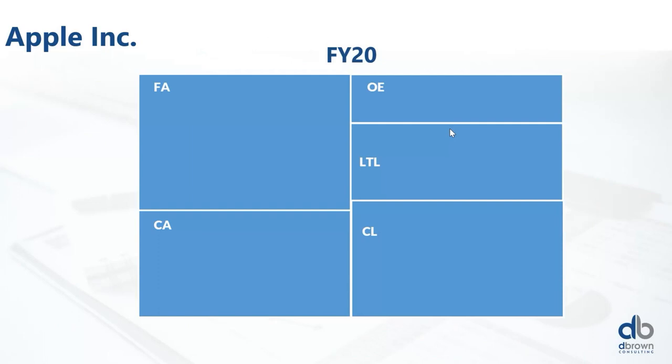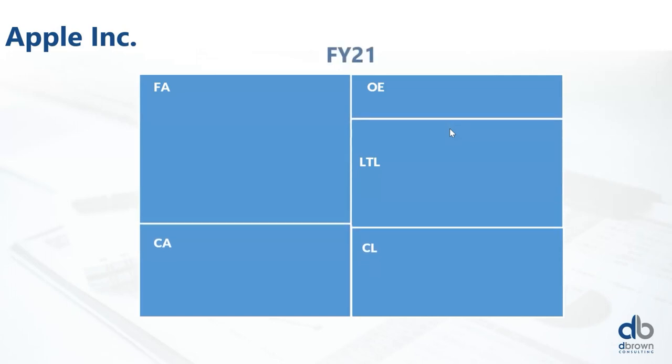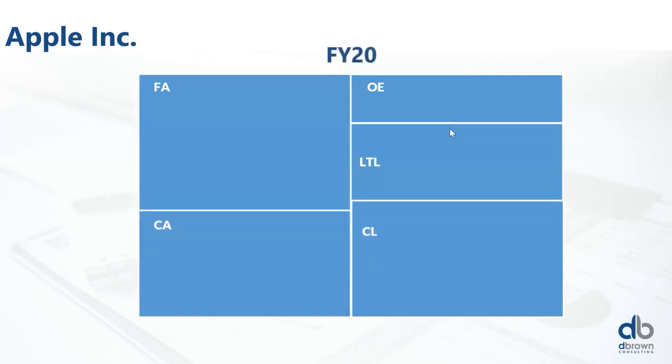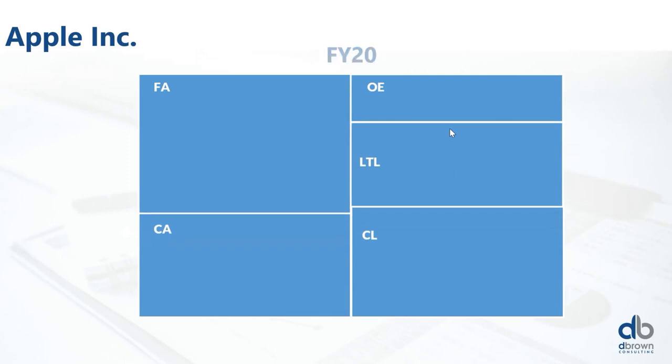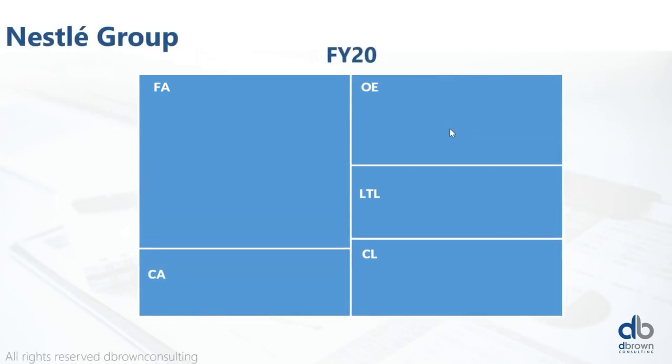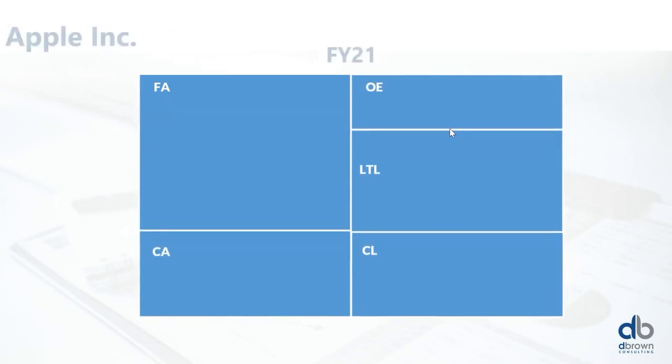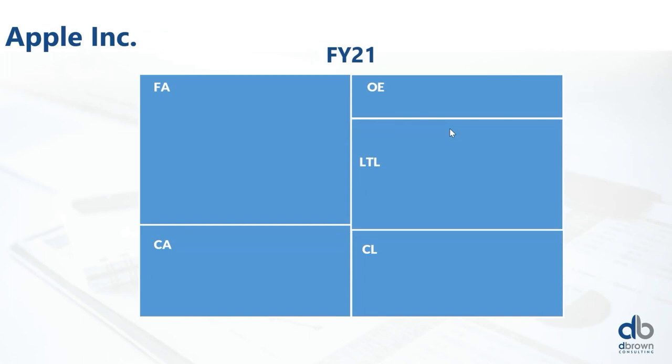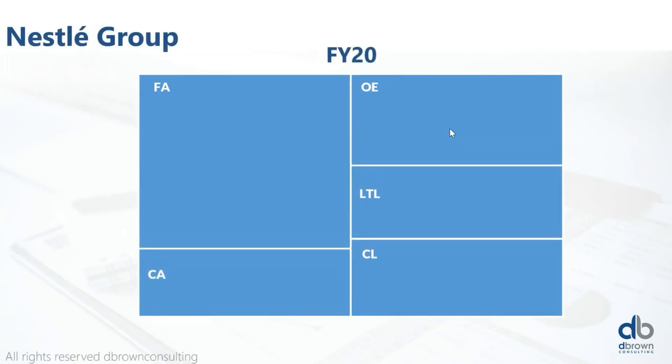Look at this. This is Apple in 2021. This is Apple in 2020. You then need to ask yourself, what happened? How did it change? Now, if I compare Apple 2021 with another industry, like this one, Nestle, you can see they're completely different, right? Now, I'm not showing you numbers. This is how you interpret financials.